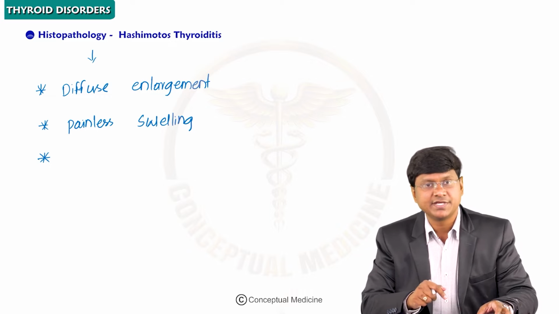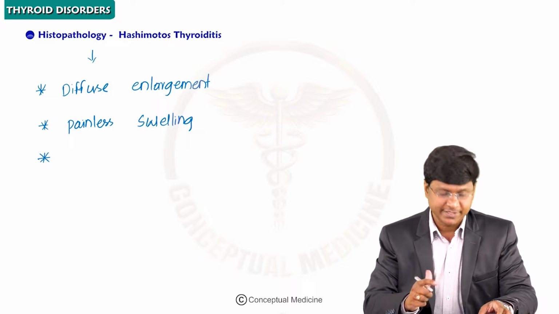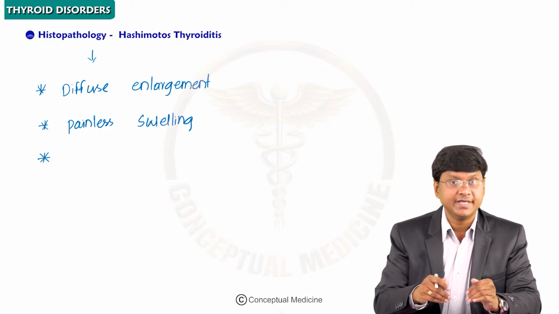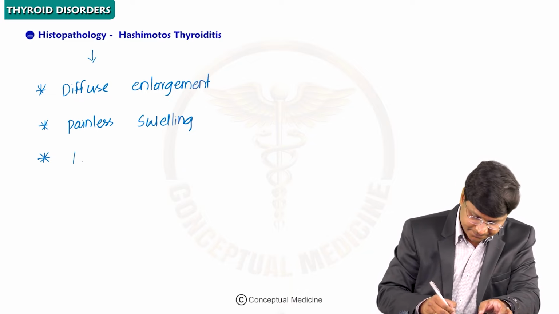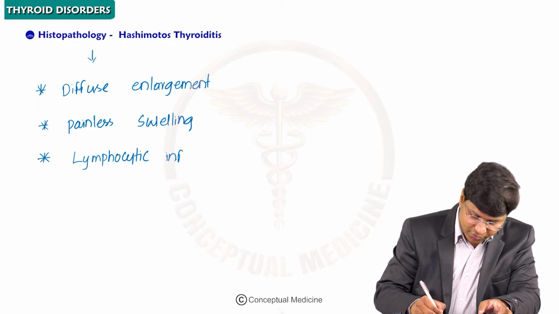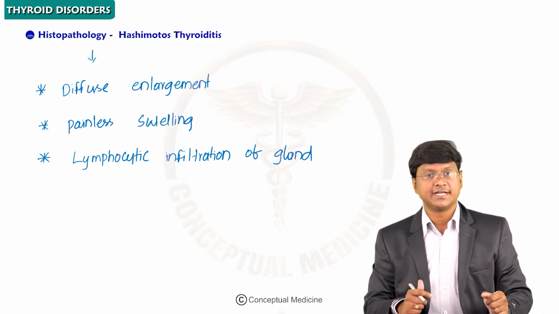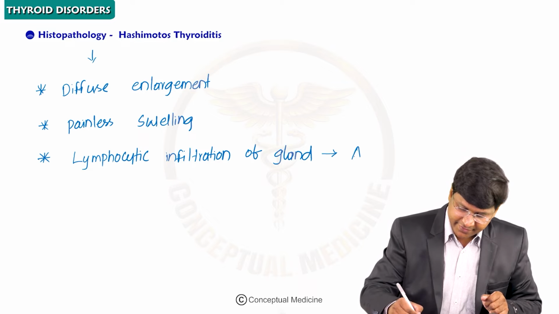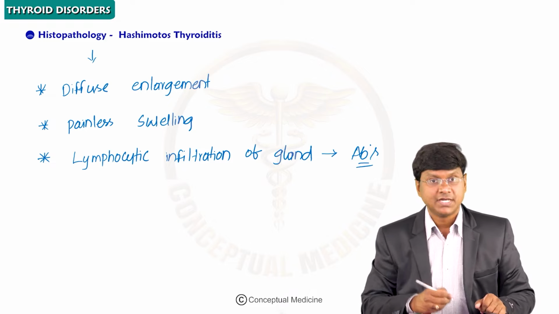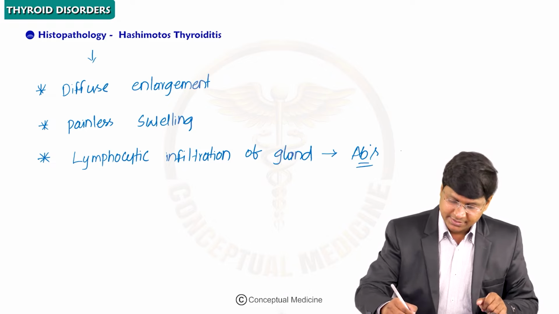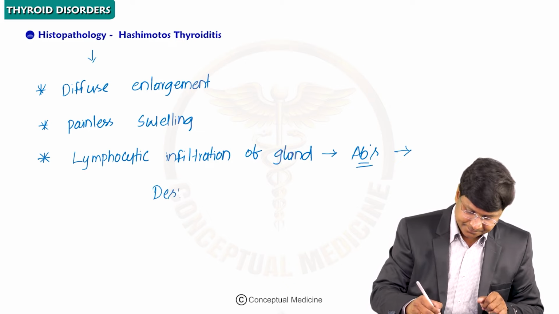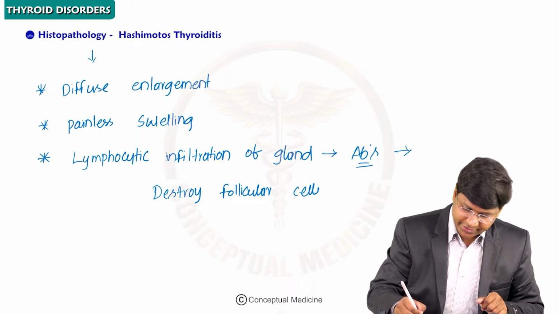Now, why is there diffuse enlargement? What happens in the histopathology? Let me explain. In Hashimoto's, there is lymphocytic infiltration of the gland. And these lymphocytes that have infiltrated produce antibodies. I'll give you the list of antibodies. These antibodies will destroy the follicular cells.